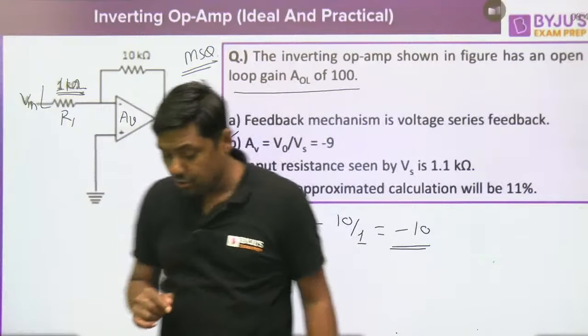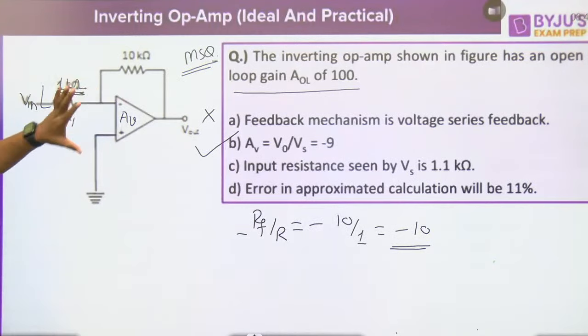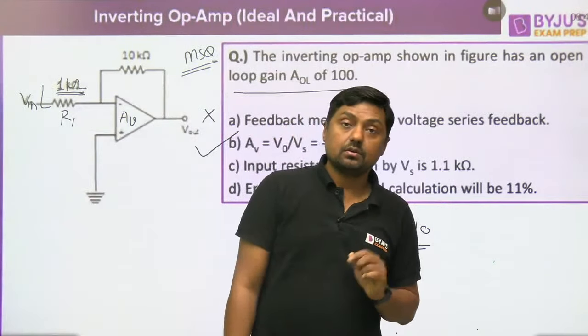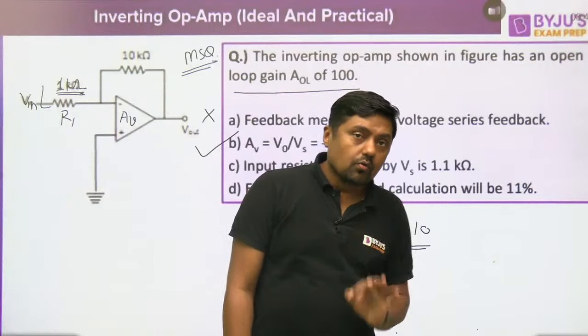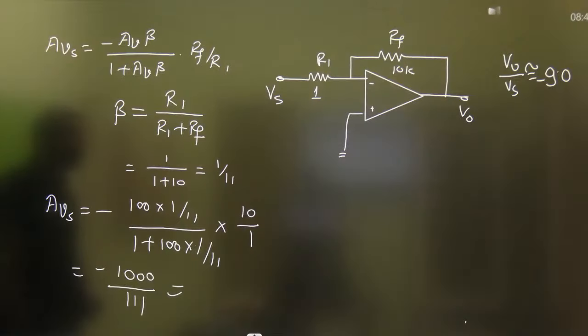Because it is an MSQ, you have to solve this type of question. For the inverting operational amplifier, I have already calculated the exact gain, minus 9. The feedback mechanism is voltage shunt feedback. And finally, it is given that the error in the approximated calculation will be 11%. Now, the input resistance seen by the Vs is 1.1 kilo ohm.